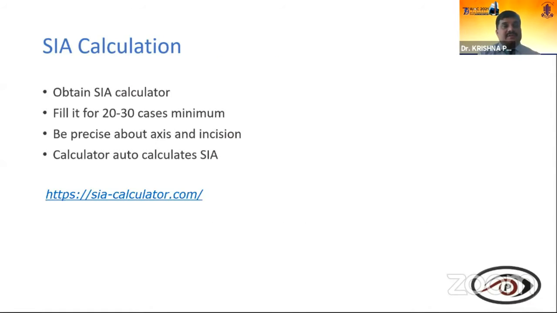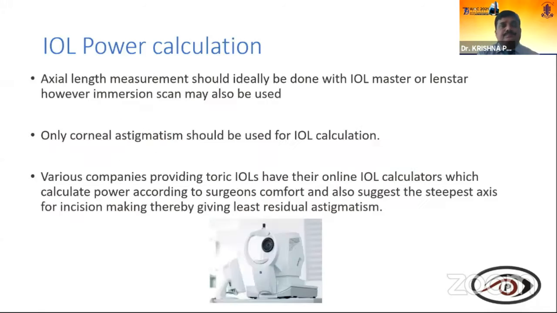Coming to the surgically induced astigmatism calculation, always see that you know your own surgically induced astigmatism. So you make a chart, fill it for a minimum of 20 to 30 cases, then use an SIA calculator, and then you know how much your surgically induced astigmatism is. Then be precise about your axis and the incision.